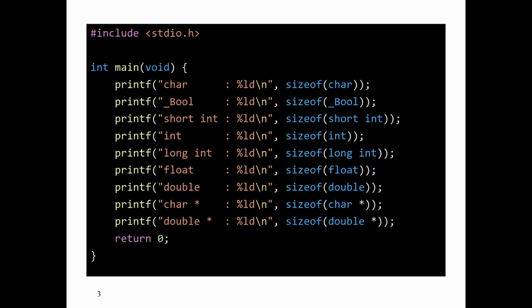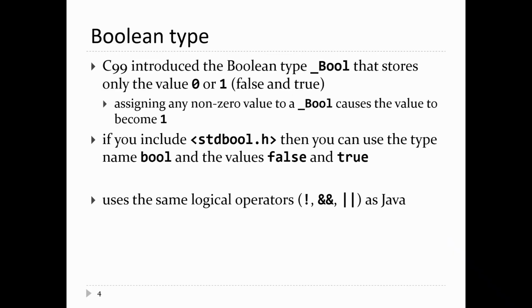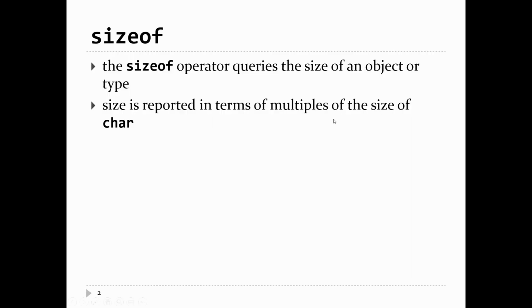So it's supposed to be here somewhere. Oh, I guess I didn't tell you what it was. Okay. C says that char is the smallest addressable object that you can have.